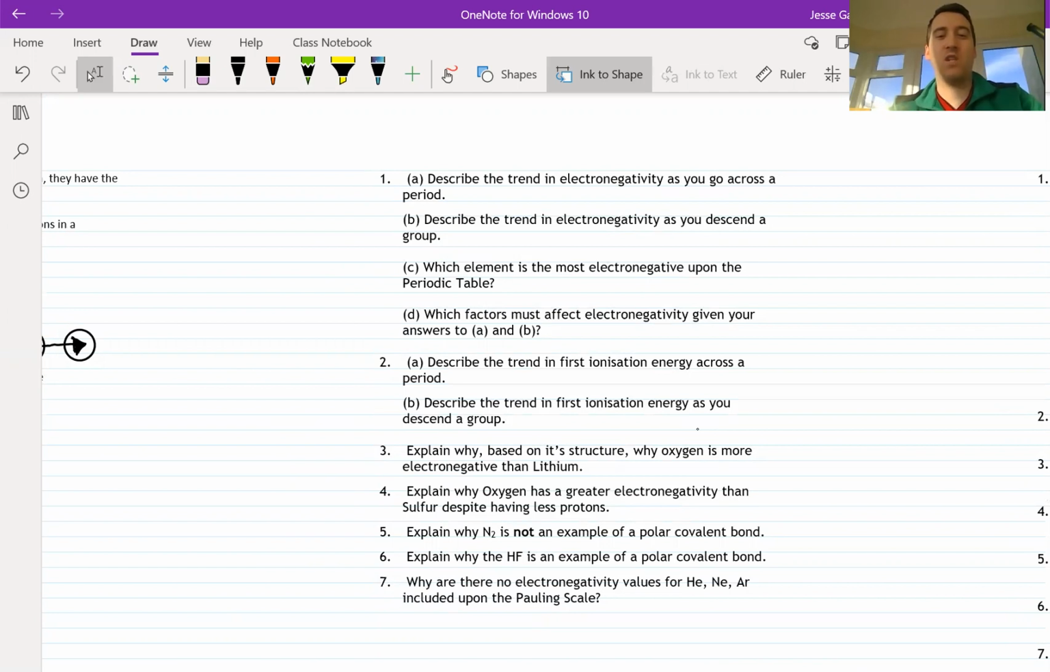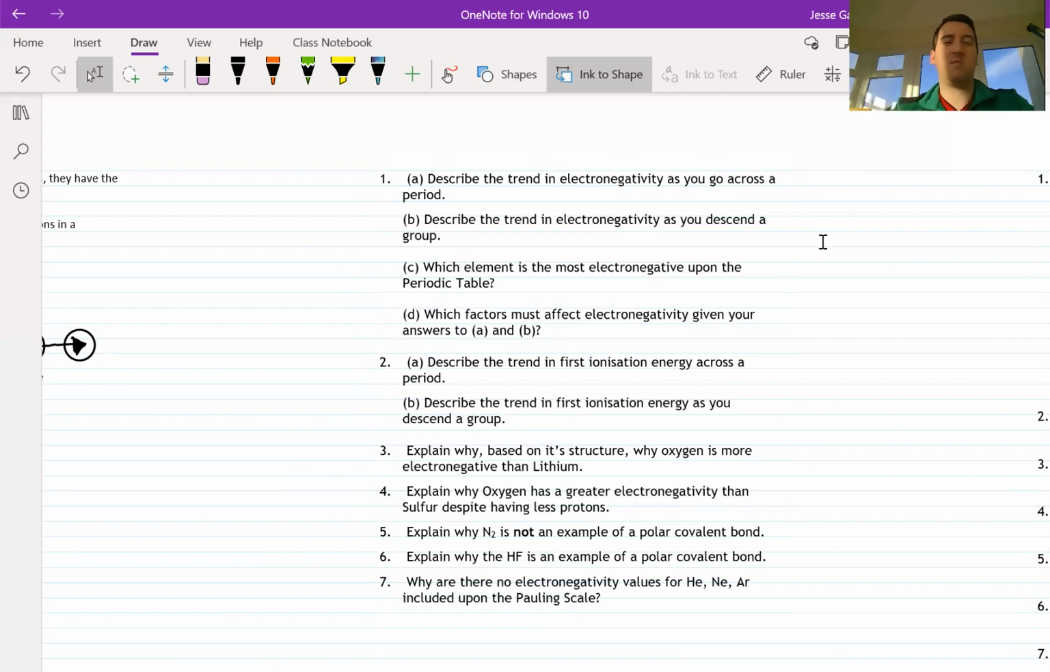And then lastly, which factors must affect electronegativity, given your answers to A and B. So you need to describe the factors that affect electronegativity. Number 2 is a recap of first ionization. Numbers 3 and 4 are explaining some pretty straightforward stuff, I'm hoping. So you should be able to manage the rest of that. I want you to pause the video and do those questions now, please.